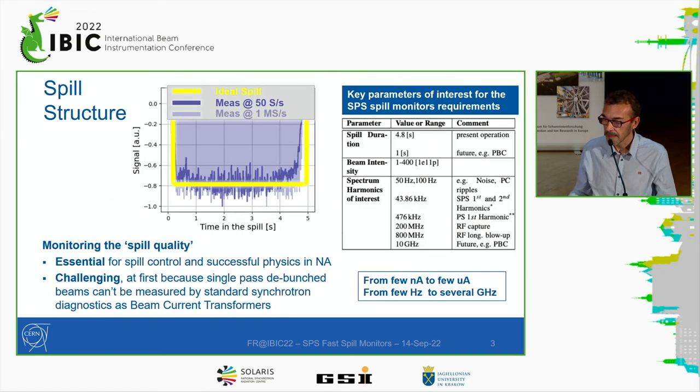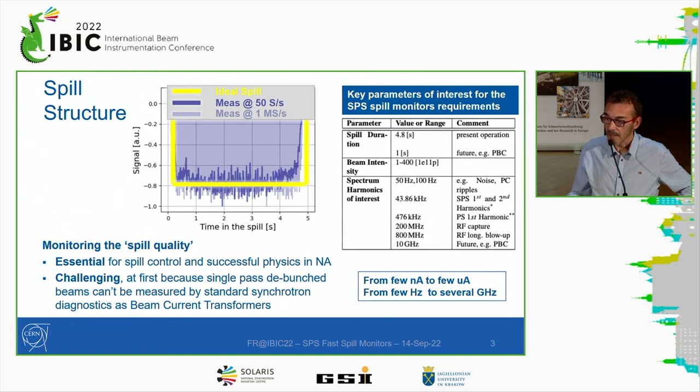of the ring. Indeed, the spill structure, ideally, is the one indicated here in yellow, a rectangle of uniform beam intensity during the spill. In reality, it is not, and you see an example of the measurements.